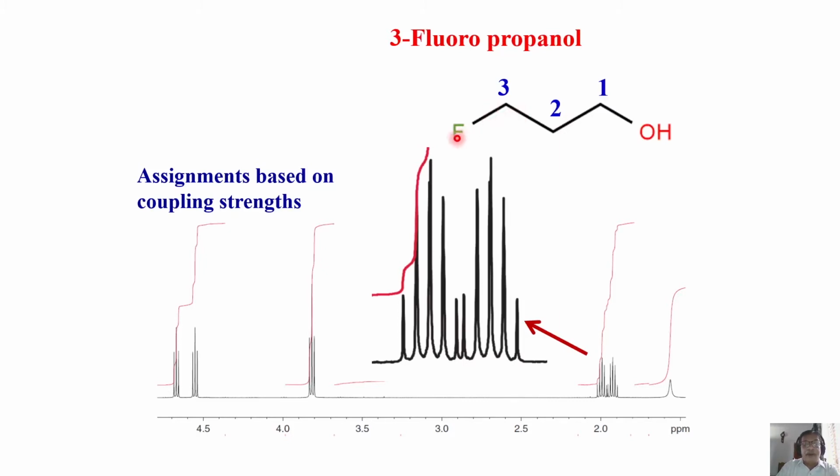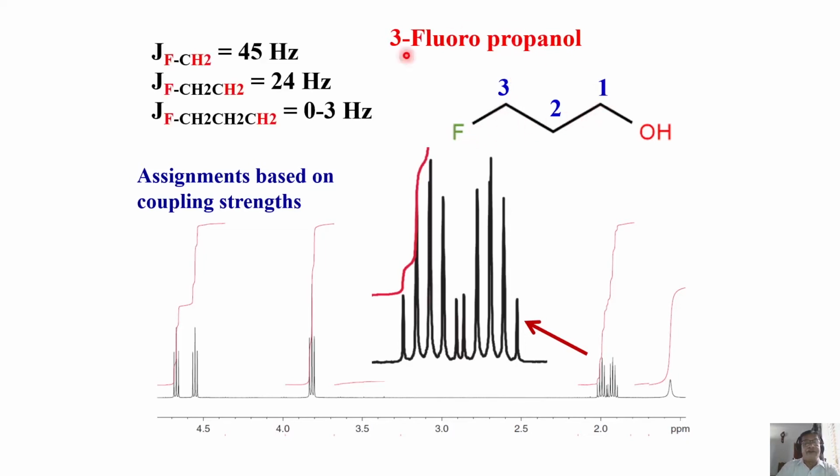But remember, 1 bond FH coupling is quite larger compared to 2 bond, and this is larger compared to 3 bond. I will give you the coupling values. 1 bond fluorine proton coupling is 45 Hertz. Now, what you can see is a large doublet, and each line of the doublet must be a triplet. Where do you see that in the spectrum here? Look at this. This is a bunch. A large doublet. Each line of the doublet is a triplet.